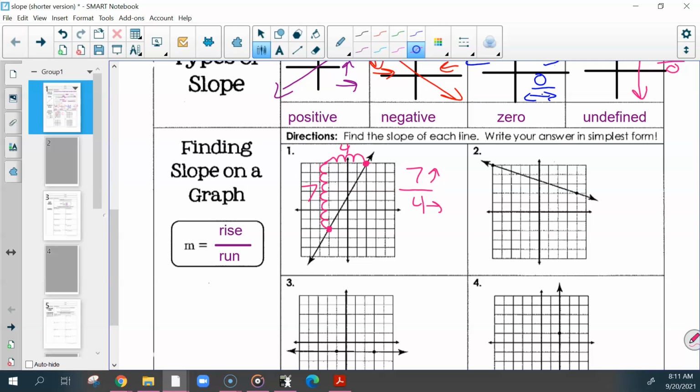If I went the other way, let's say I'm now reading right to left, up or down first, so the only way I can go is down, so I can go down 7. And to the left 4. Remember, down and left are both negative, but if I have a negative over a negative, it still becomes a positive. Either way you look at that, you're going to get a positive slope.